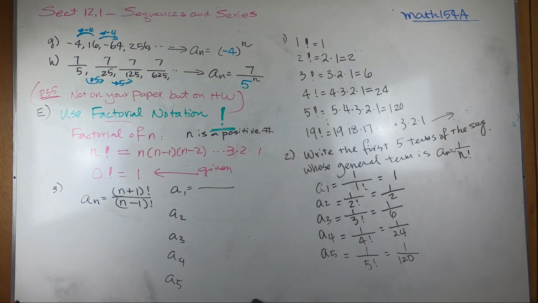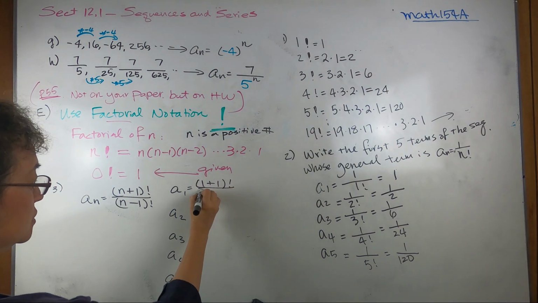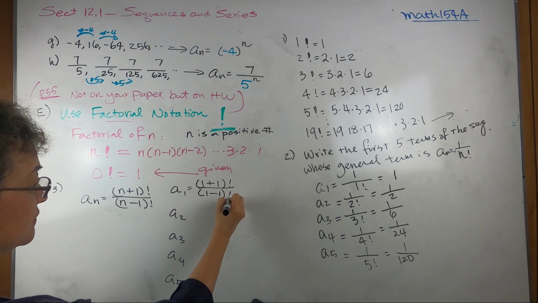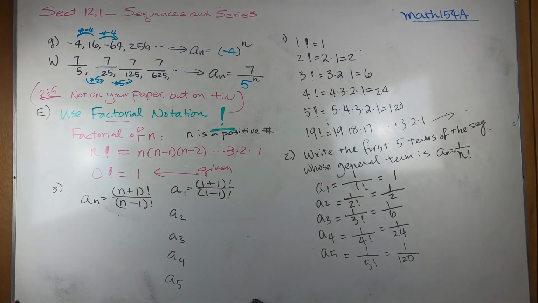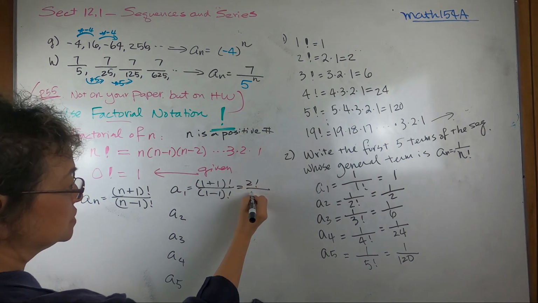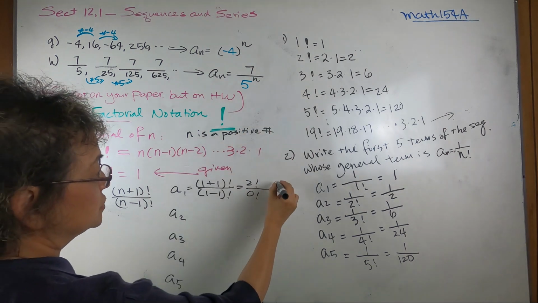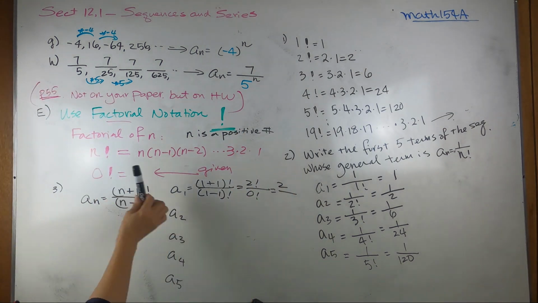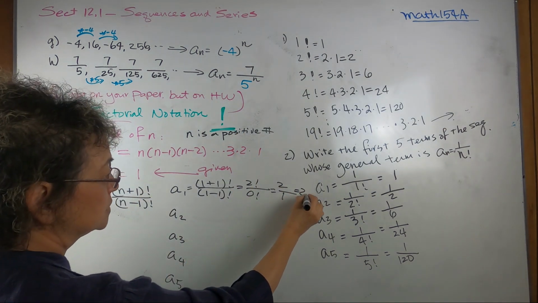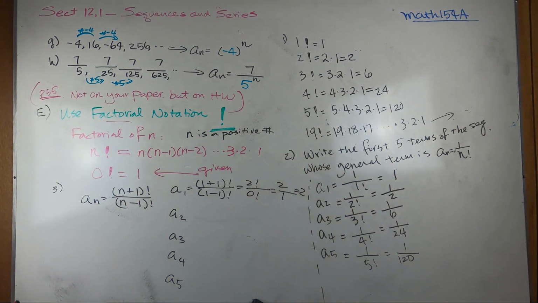A1, the first term, means what? n is 1. You match the index, right? That will be (1+1)! over (1-1)!. So that would be 2 factorial over 0 factorial. Then 2 factorial is 2, 0 factorial is 1. So you will have a 2. Is that right?